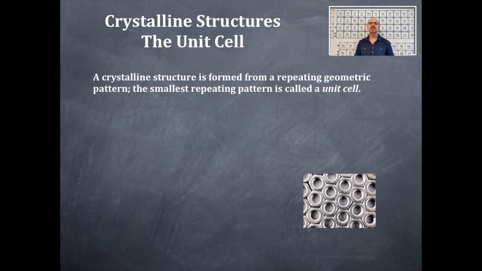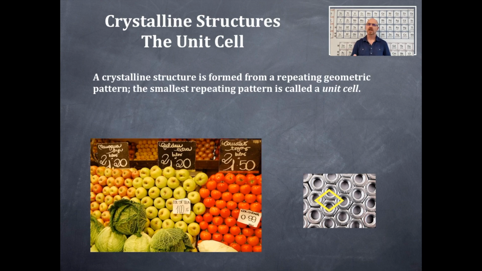Okay, so we see unit cells all the time when we have things organized. There are these nuts right here. We see this repeating pattern of these nuts. We can repeat that pattern over and over and over again. There are other repeating patterns within those nuts that you could probably see also, but that is the simplest one. That would be a unit cell. It's highlighted in yellow.